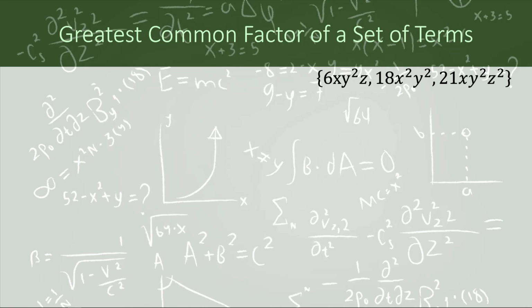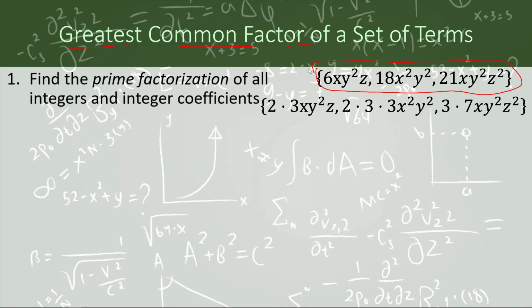So we are going to use prime factorization to come up with the greatest common factor for a set of terms. And we're going to use this as a guide as we go through a handy dandy 4-step process. Okay, and here is step 1. First is to write the prime factorization for all integers and integer coefficients. And this is what we have here.